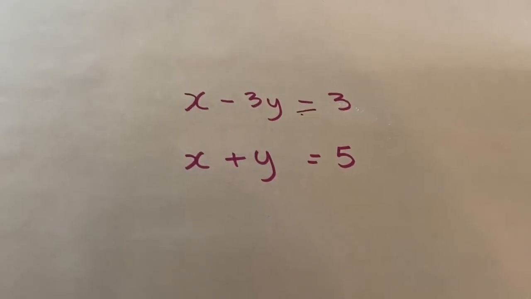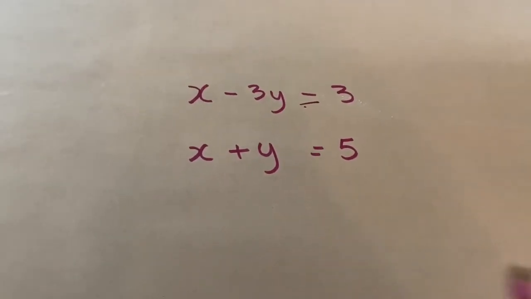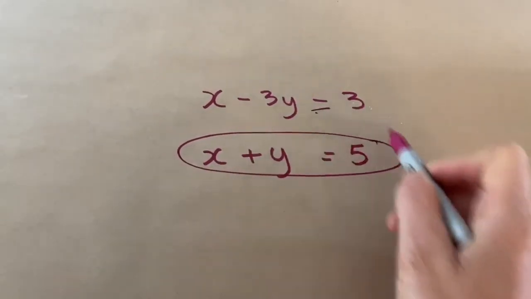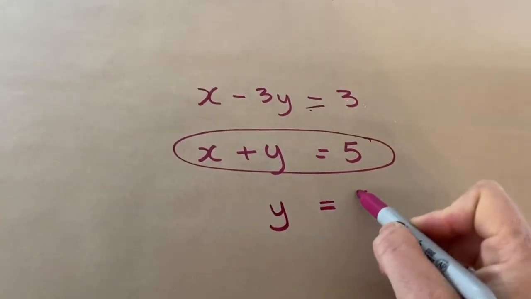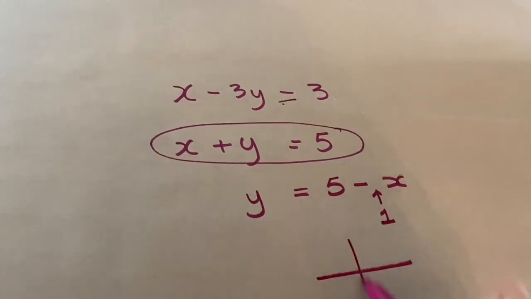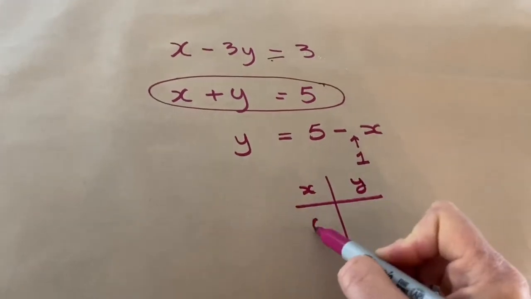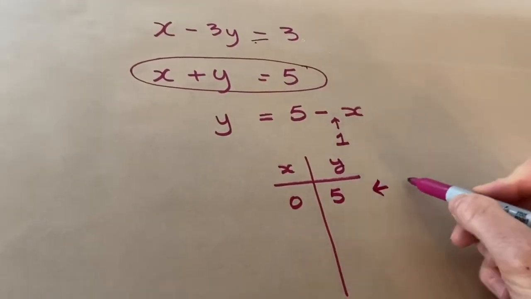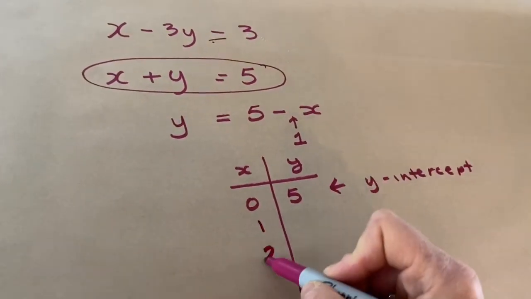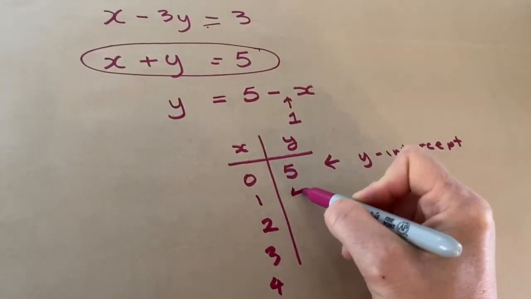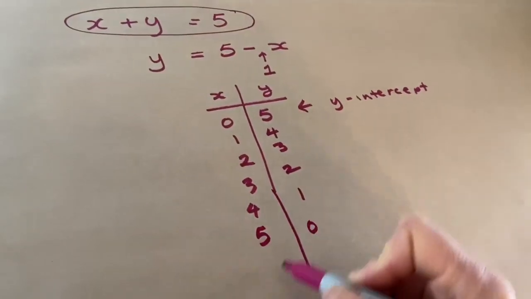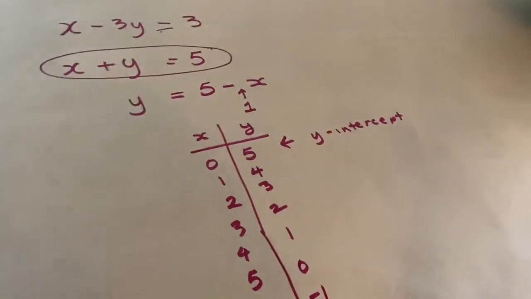Now, let's look for the one that's easiest to do the first way, to get y by itself. If I look at this equation right here, we can see that it's really easy to get y by itself. I just need to move the x to the other side. So I'm going to have y is equal to 5 minus x. Notice there would be a 1 here. So that means that I would be starting at 5. My y-intercept would be 5. And then I would be going down 1 each time. So I'm going to go down 1. So 4, 3, 2, 1, 0, negative 1. Okay, that's easy. We made the table for the first one.